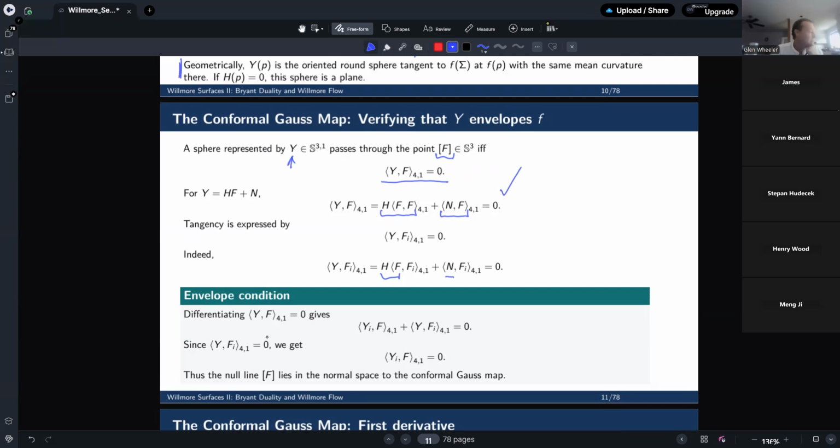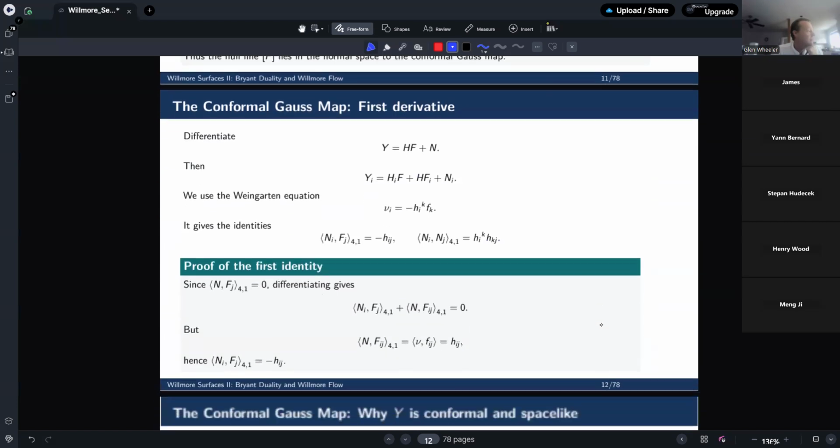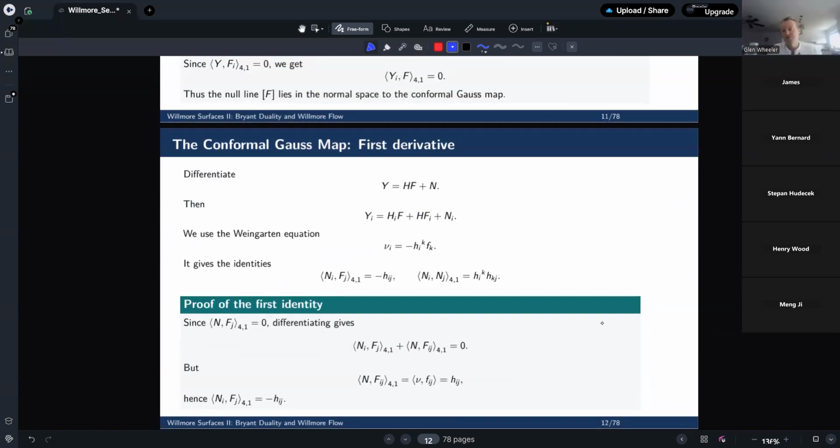Yeah, and there's this little box on the envelope condition, which I think is just saying the same thing again. Okay, so how do we relate the geometric information of the conformal Gauss map back to the original immersion F?